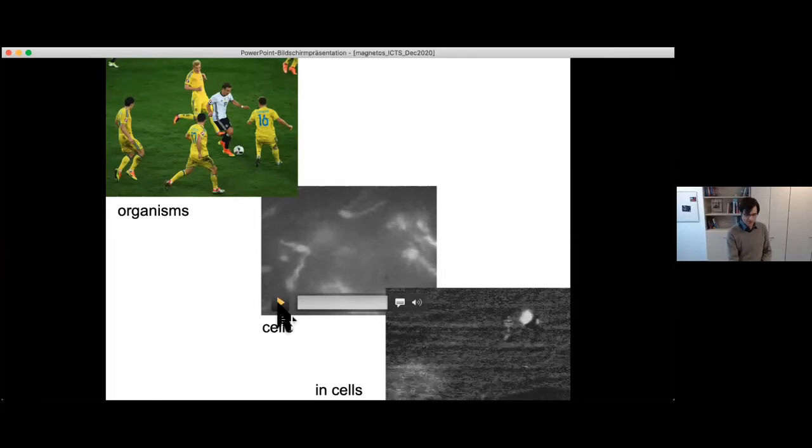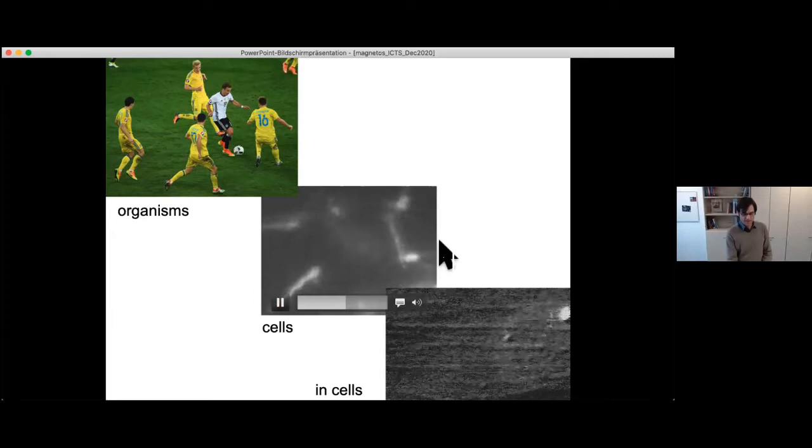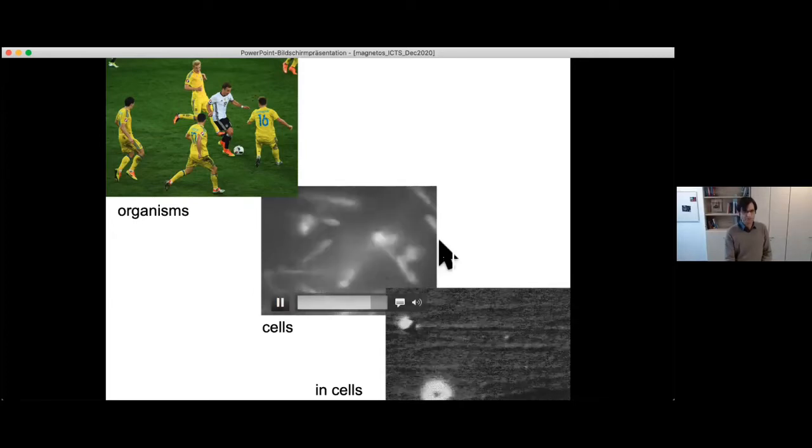They have stopped moving. Let's start them again. And specifically what you see here, namely the swimming of bacteria.